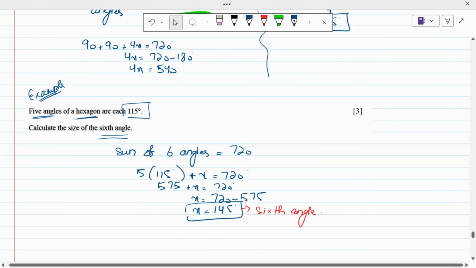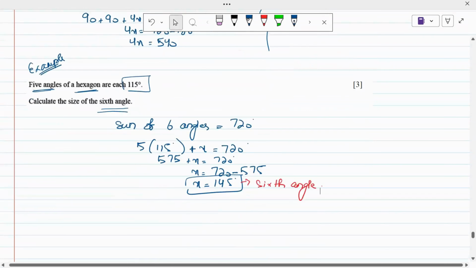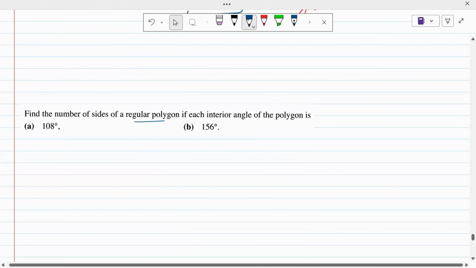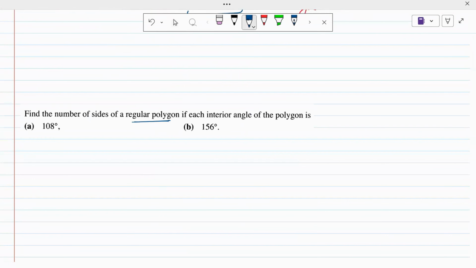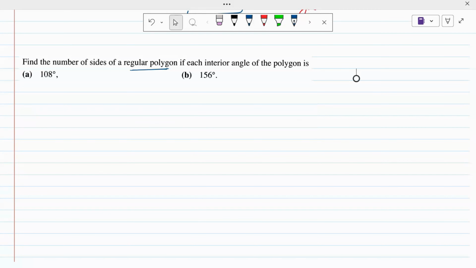All right, so we have solved a couple of questions based on the term polygon only. Now we'll do a few questions where we have the use of the word regular polygon. The question says we have to find the number of sides of a regular polygon if each interior angle is 108.